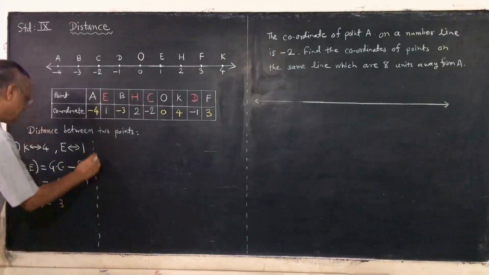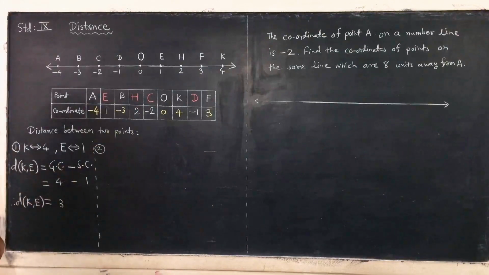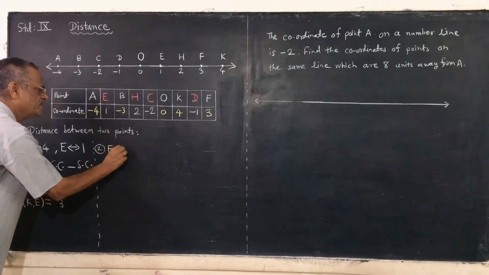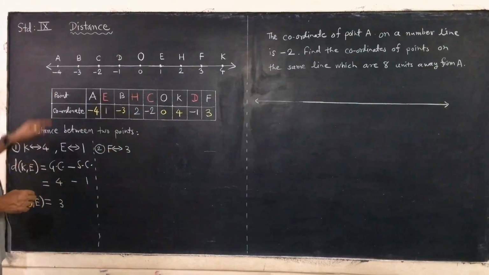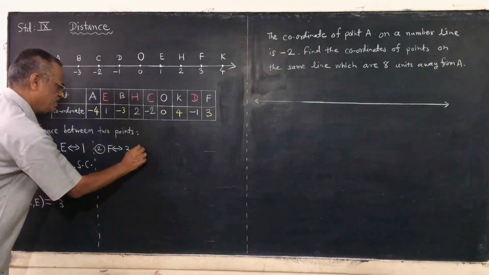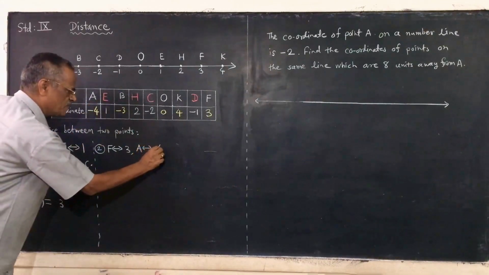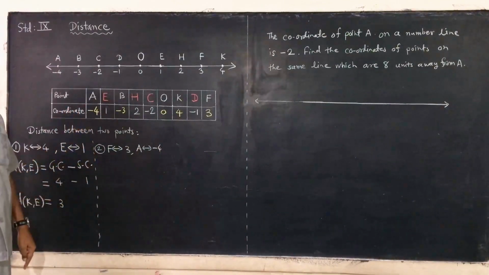Now let us consider another example. F coordinate. What is the coordinate of F? 3. And let us consider A point. What is the coordinate of A? Coordinate of A is -4. Let us calculate the distance between F and A.